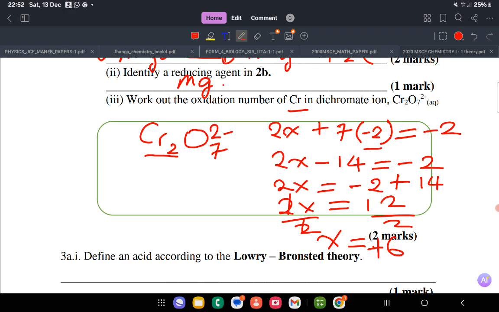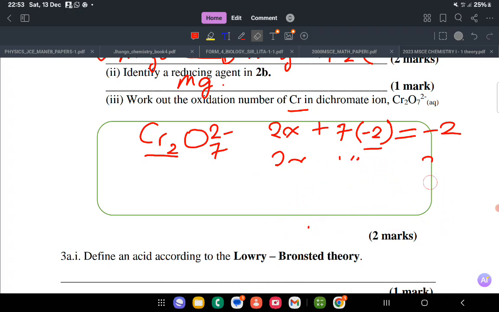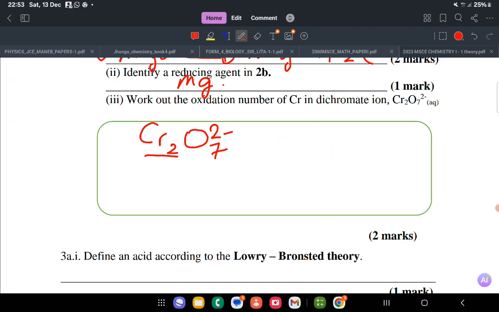Okay, you may not need to show all these steps. If you want, you can shorten them. All right. I'm saying this because there are only 2 marks indicated here. So you are going to apply one of the rules of oxidation numbers right away.